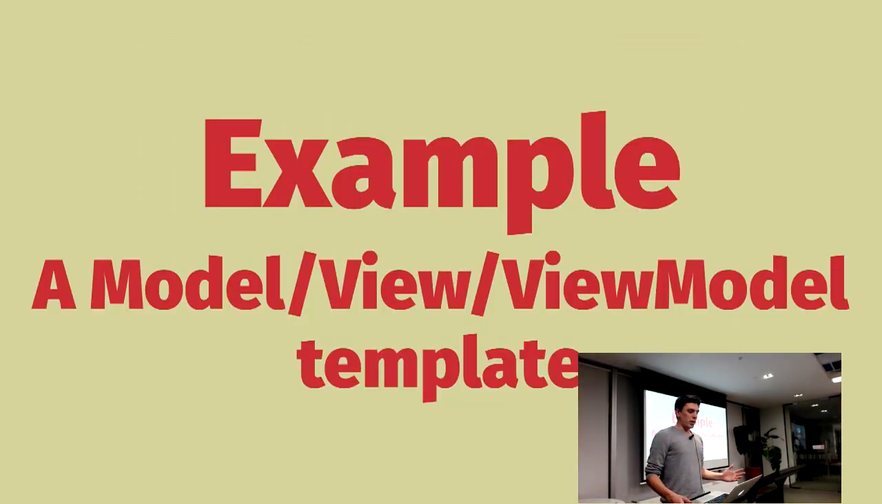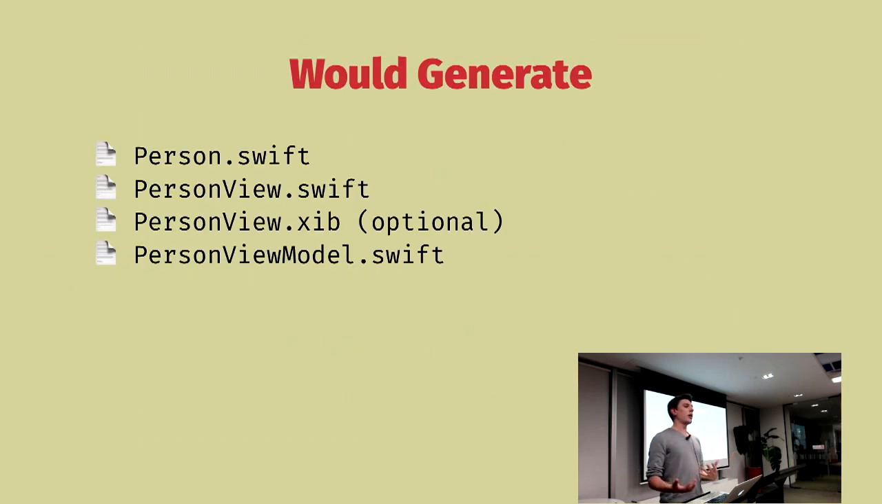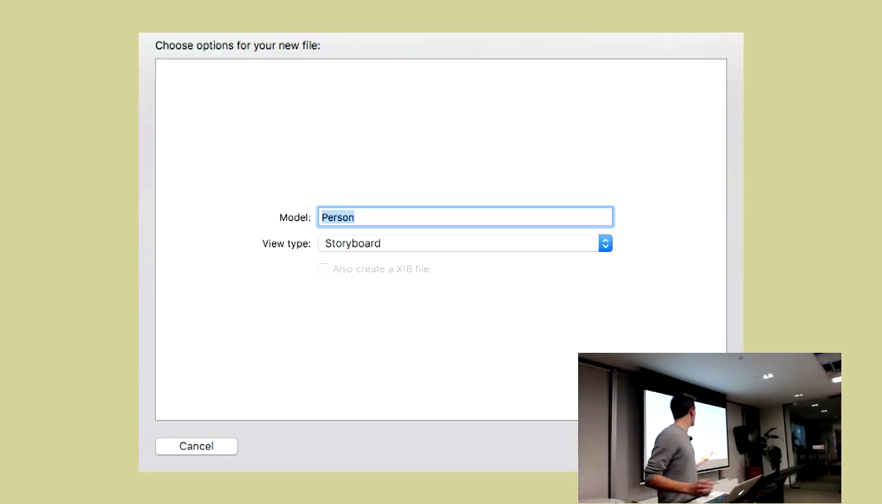So let's imagine that we want to create a template to create a model, a view, and a view model for an iOS project. Something that, for example, if you say I want to model something for a person, it would create a Person.swift, a person view, potentially a person view .xib, and a view model as well. So how would we go about doing something like that? It would ask you, what's the name of your model? What type of view do you want: load the view from the storyboard, load the view from a xib file, or write your view in code? And if you select xib in the drop-down menu, it would allow you to check or not the checkbox.